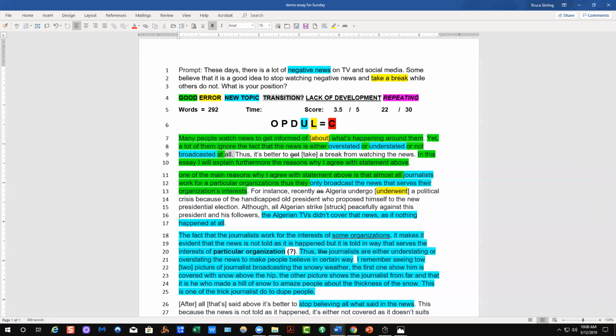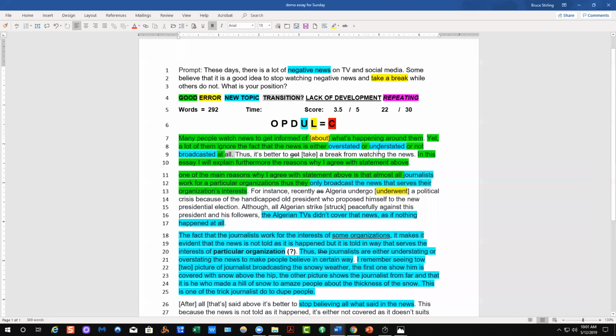Code blue in the health field means having a heart attack. Yes, exactly. Code blue. This essay is having a heart attack. That's very good. Actually, it's code red here. Lack of coherence.